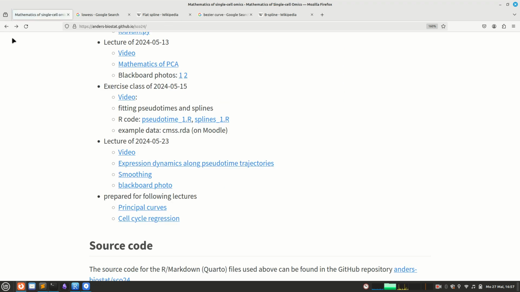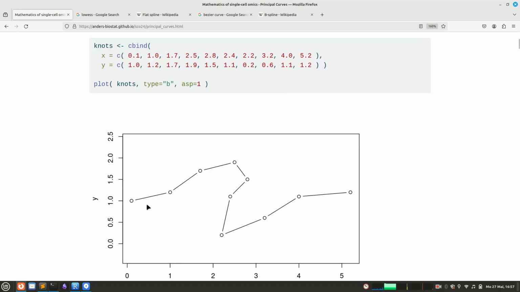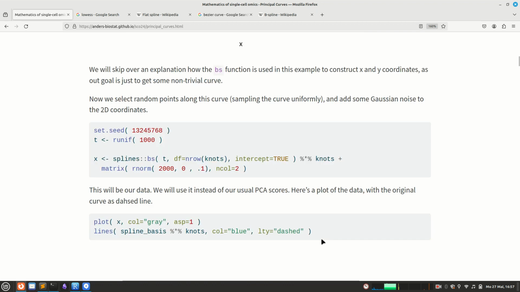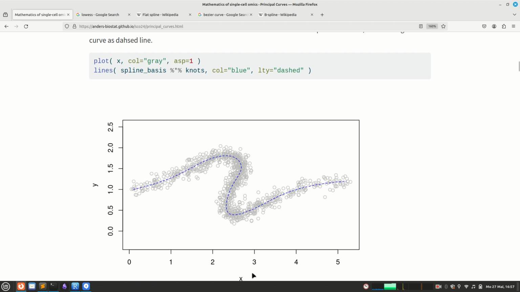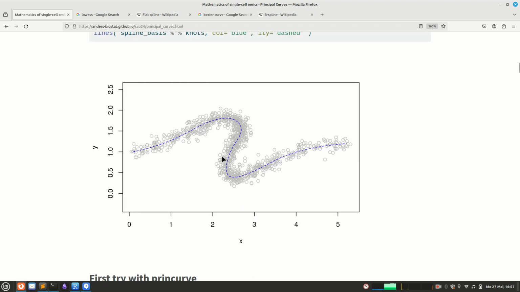So let's make a little example case where I show you in 2D how to get such a curve through the data points. And to do this, I have made this data cloud here with gray points. And I want to find this dashed blue line which goes through the middle of these data points. And as you see, this dashed blue line is not a function mapping x to y, because you see it curves backwards here.